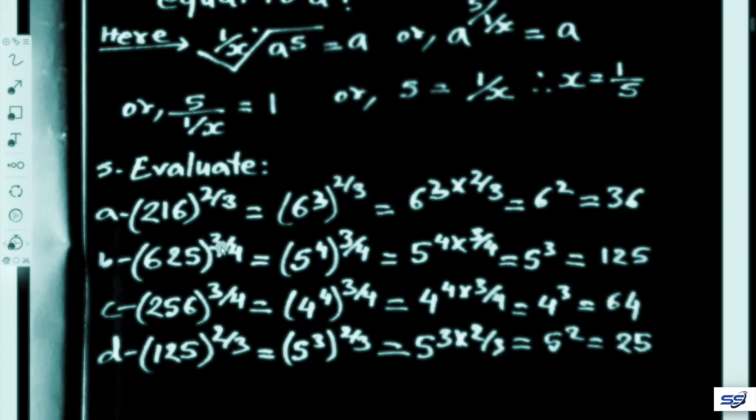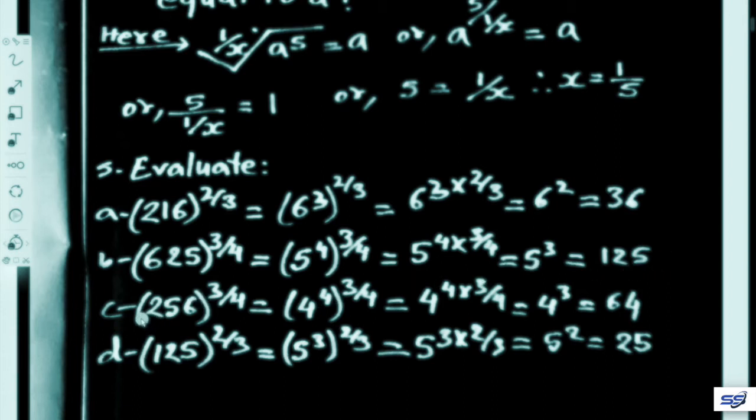Next, 625 whole to the power 3 upon 4. Now 625 is 5 to the power 4. So 5 to the power 4, whole to the power 3 upon 4. Now the powers shall be multiplied, 4 into 3 upon 4. This 4 and this 4 cancel each other and the rest is only 3. So it equals 5 to the power 3, and 5 to the power 3 is 125.